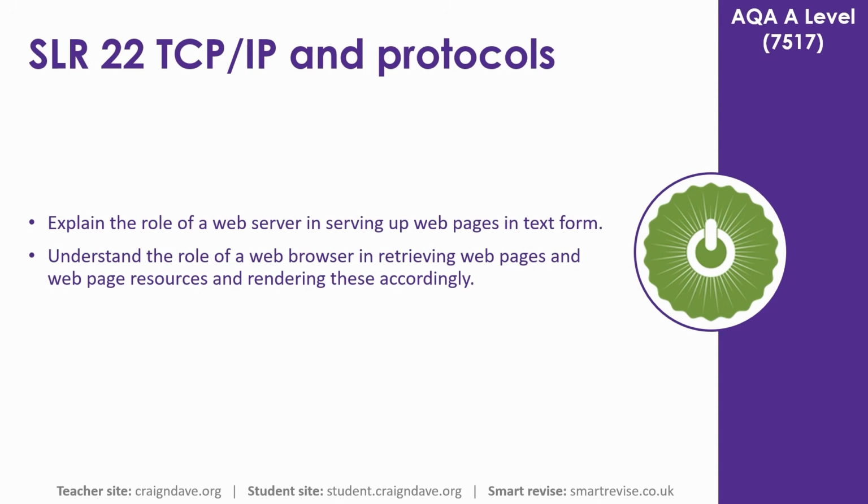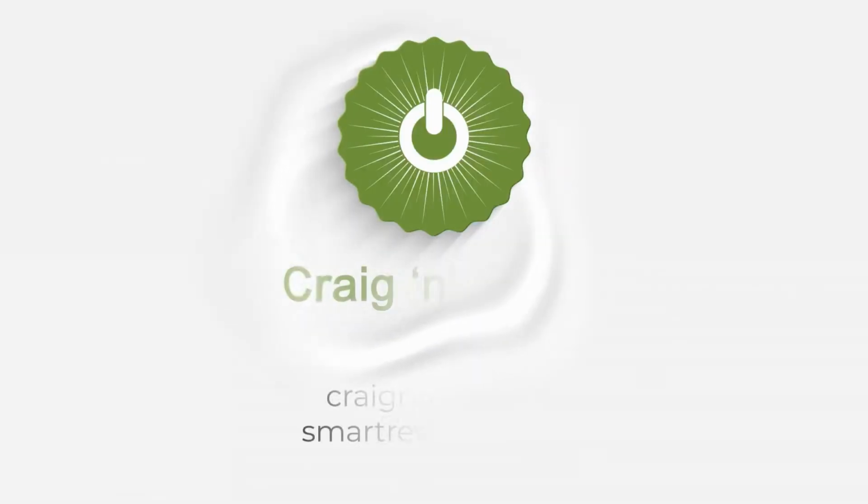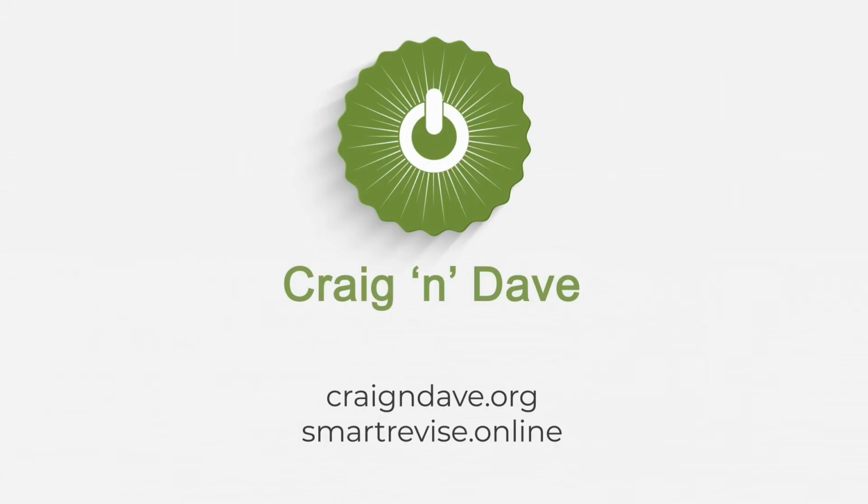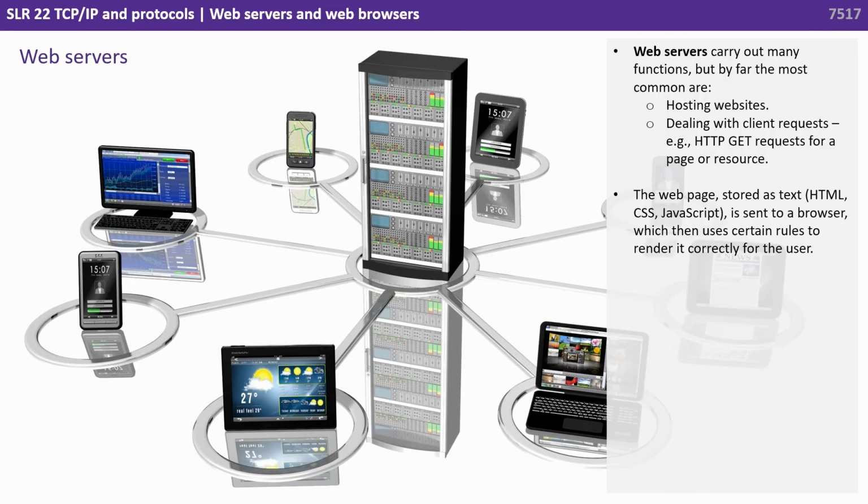In this video, we explain the role of a web server in serving up web pages in text form and understand the role of a web browser. Web servers carry out many functions, but by far the most common are hosting websites and dealing with client requests, such as HTTP GET requests for a page or resource. The web page, stored as a mixture of HTML, CSS and JavaScript, is sent to a browser which then uses certain rules to render it correctly for the user.